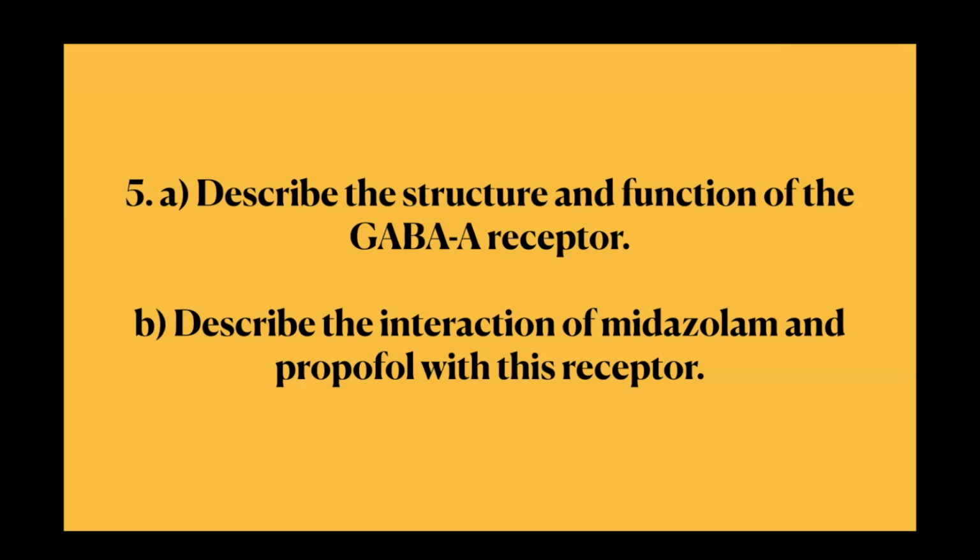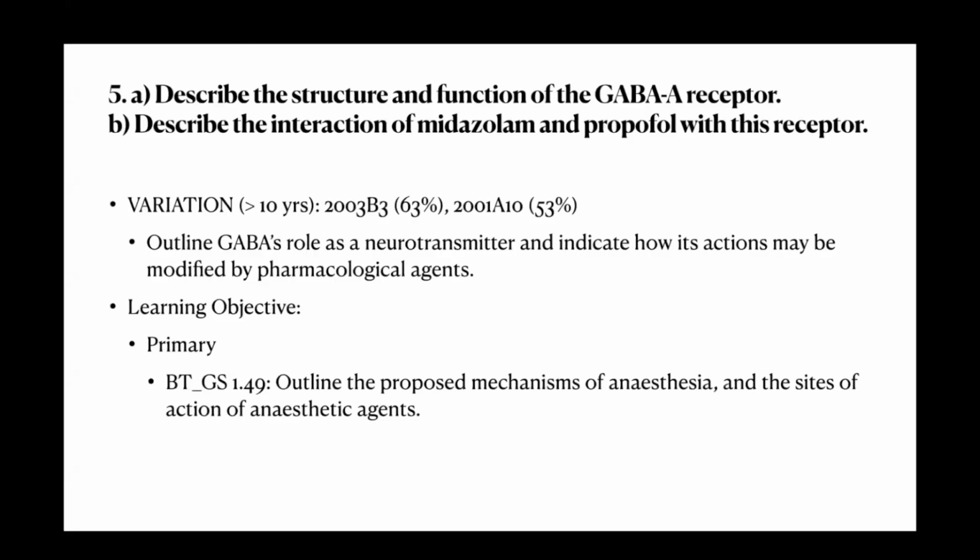That's the other thing, I have noticed that a lot of the Viva questions are being translated into short answer questions. So this was probably a variation, and you could probably find this, but you had to go into a paper more than 10 years ago. This was almost over 20 years ago, actually. 2003 B3 and 2001 A10: outline GABA's role as a neurotransmitter and indicate how its actions may be modified by pharmacological agents. So it might have been new for most of you, and that's a challenge, isn't it?